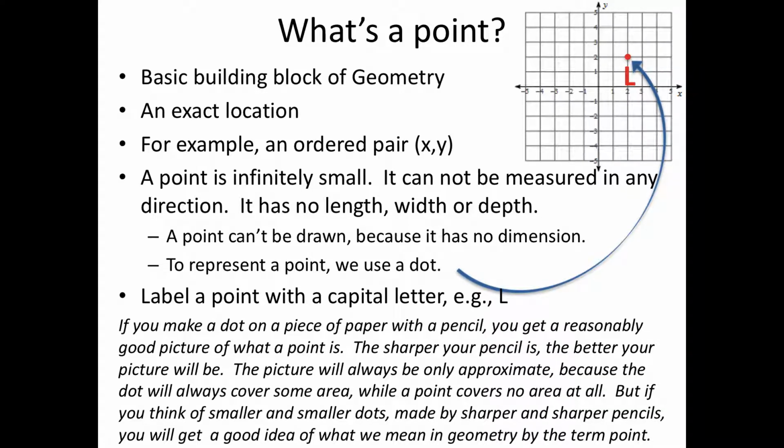One way to think of it is, if you make a dot on your piece of paper, that sort of represents a point. But now imagine you sharpened your pencil and it got even sharper. Then you could draw a point, and it would be even smaller. Now imagine you had an infinitely great pencil sharpener that could sharpen your pencil so that it was infinitely tiny. Then that would actually make a point.